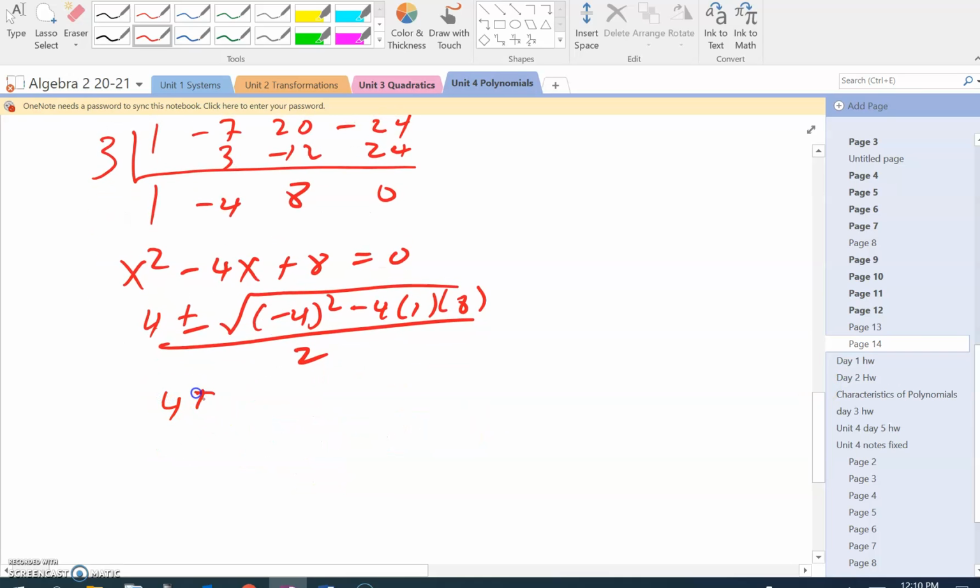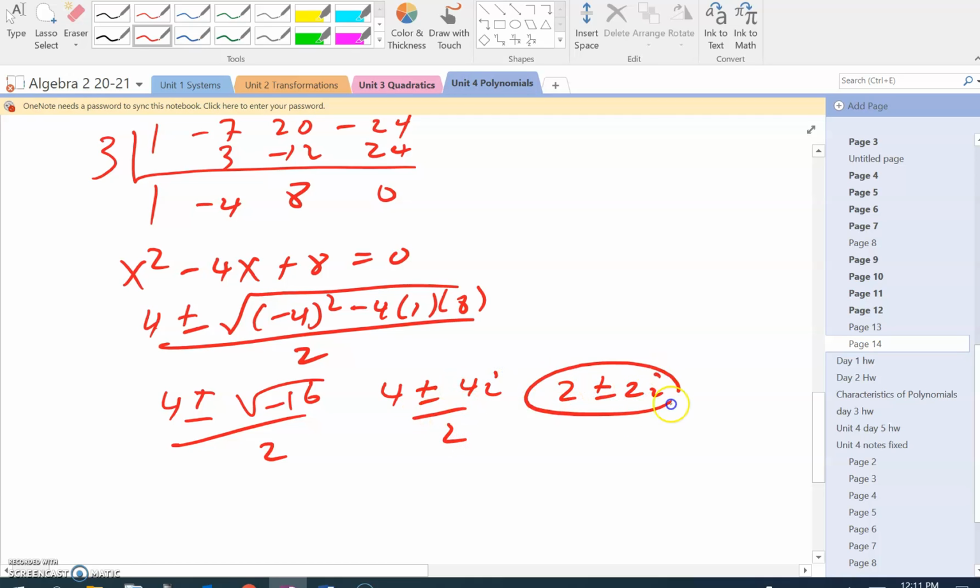4 plus or minus the square root of 16 minus 32. So it's a negative 32. No, negative 16. Okay. 4 plus or minus 4i over 2. So that'd be 2 plus or minus 2i.